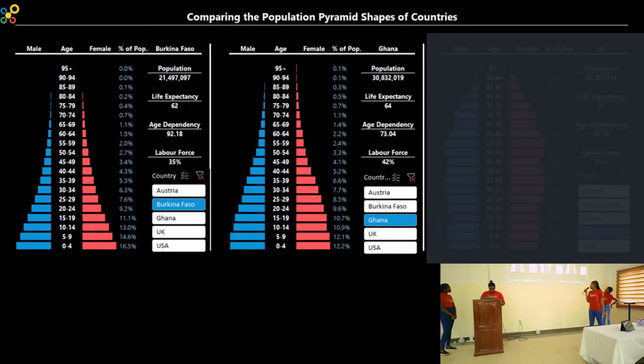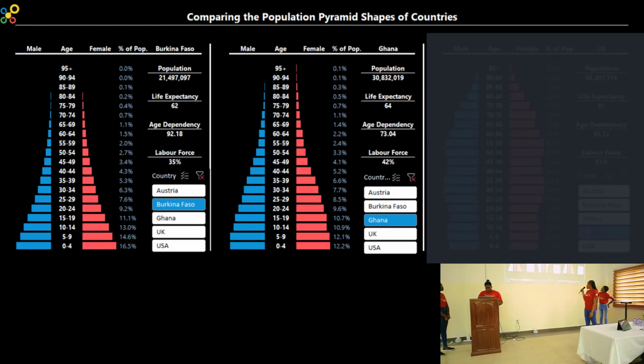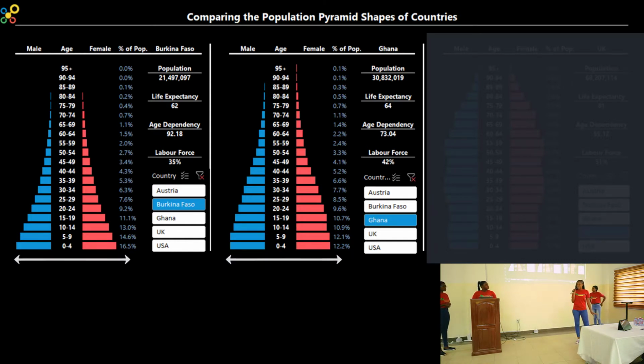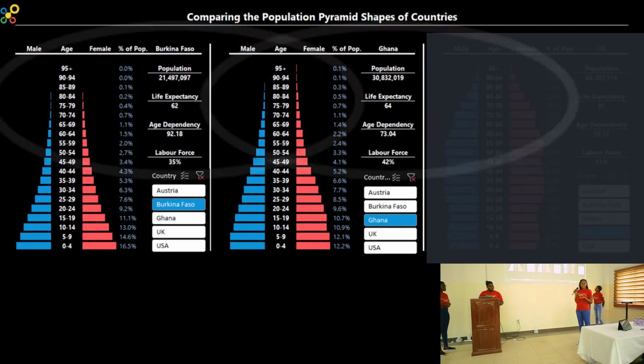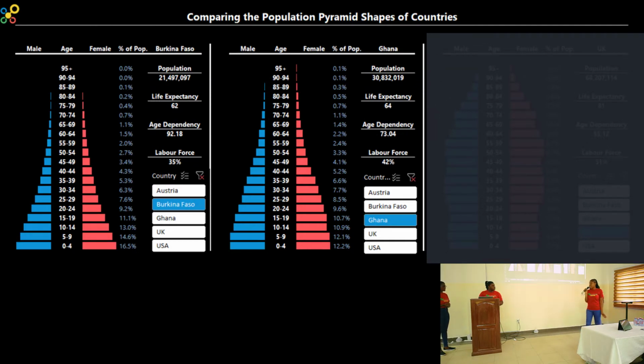Now, comparing Ghana's population pyramid to an underdeveloped country, in this case Burkina Faso, we realize both countries are growing, with the largest population geared towards children. However, Burkina Faso has a wider base compared to Ghana, with 16.5% of its population within the age bracket of 0 to 4, compared to Ghana's 12.2%. This signifies a higher birth rate in Burkina Faso than in Ghana. Now we realize that the life expectancy of Ghana is slightly higher than that of Burkina Faso, and this is because our healthcare system is better than theirs.